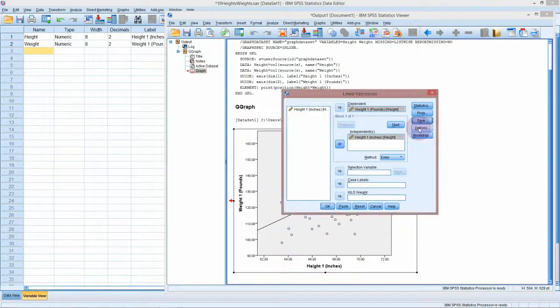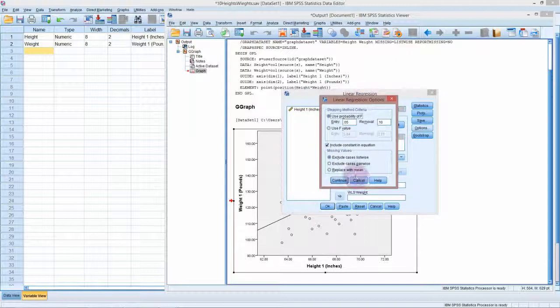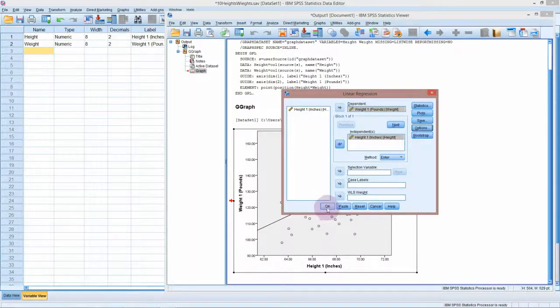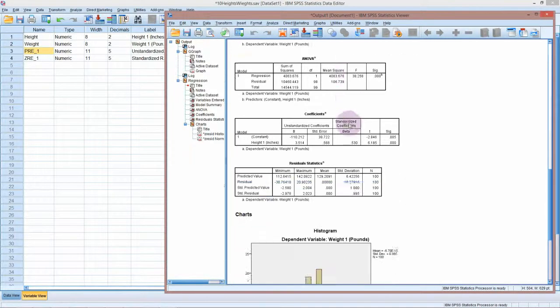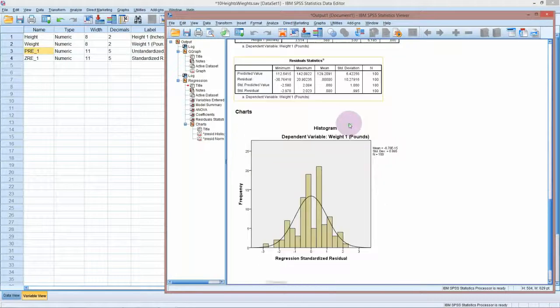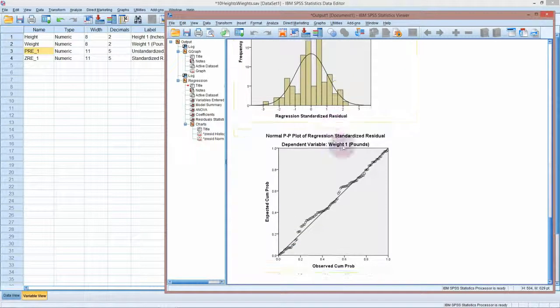Continue. Now, do we want any other options? No. Won't worry about that. Okay, that should do us. So, as usual, it's given us far too much information. Let's have a look at the graphs first. Are the residuals normal? That looks pretty good to me. Not perfect, but pretty good.